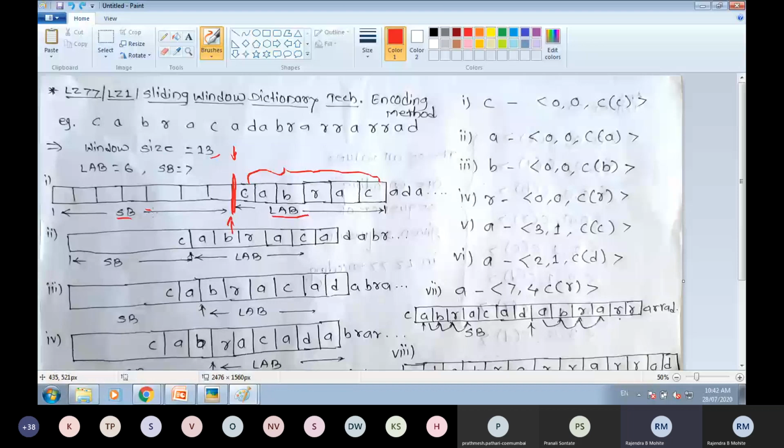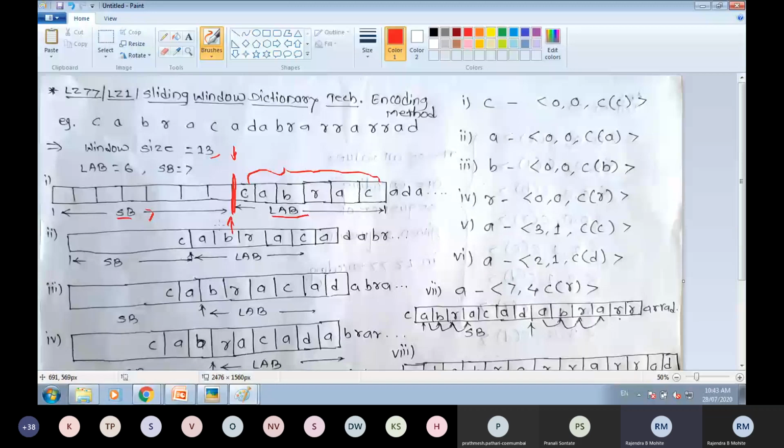Whatever I am saying, when we use this process, the alphabet you want to encode is placed in the look ahead buffer, and the alphabet that is already encoded is placed in the search buffer.